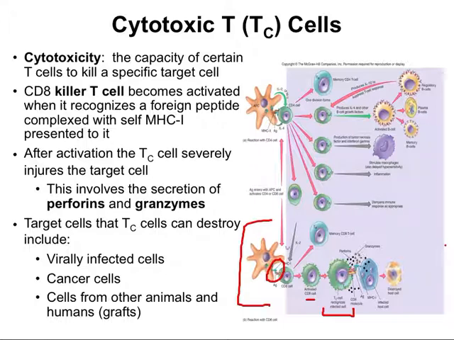So after the perforins have punched holes in the cell membrane, then the granzymes can enter and destroy the proteins of the cell. This causes total destruction of the cell, or apoptosis. So we have three different T cell types: the T helper, the T regulatory, and then cytotoxic T cells. This figure summarizes all the ways in which they work.